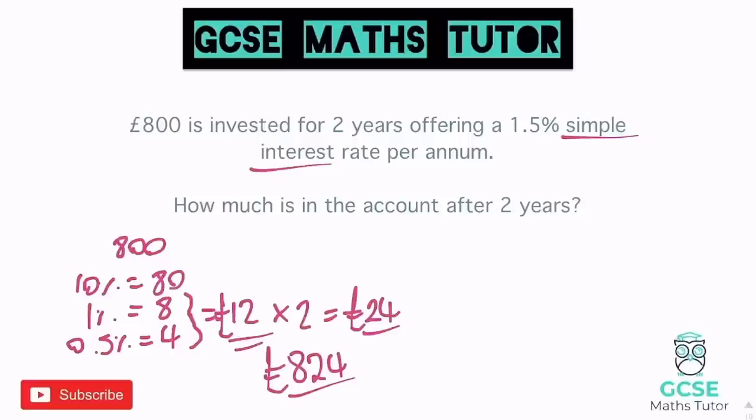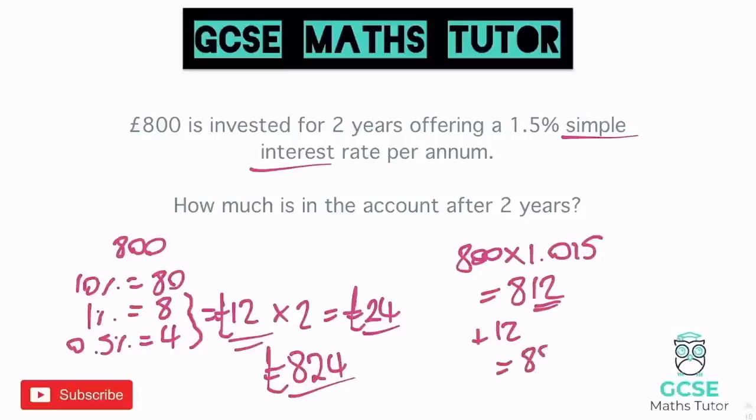Now if you've got a calculator here, you can always use a multiplier method. So we could do 800 and we could times it by 1.015, and that gives us the answer 812, telling us that in that first year we've earned £12 interest. So adding in another 12 would give us 824, the same answer. Or you could times it by 0.015, and that would have just straight up given you the 12, and you can add that on for how many years for simple interest.